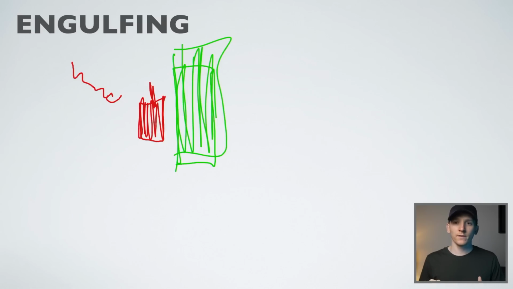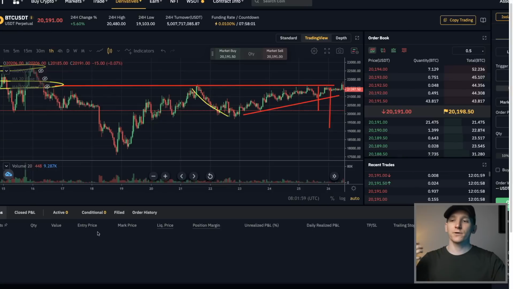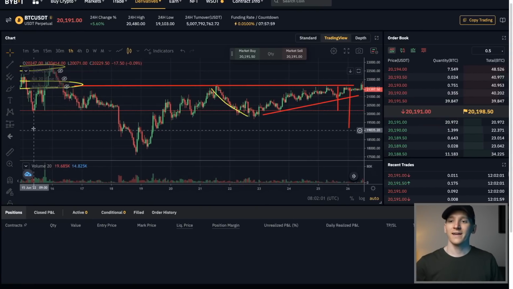What I mean by noisy is often when you get these big engulfings, you'll get a couple of candles either side of it that are kind of small and maybe to the downside as sellers come in. So it can be noisy to trade, but it really can change the direction. A great example of that is right here.